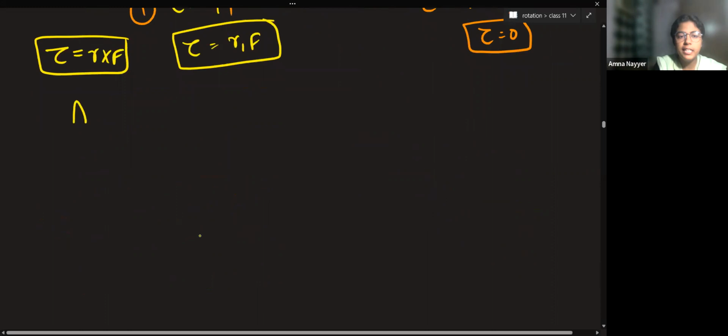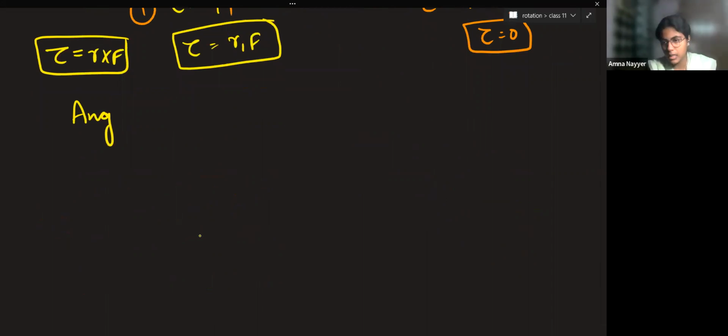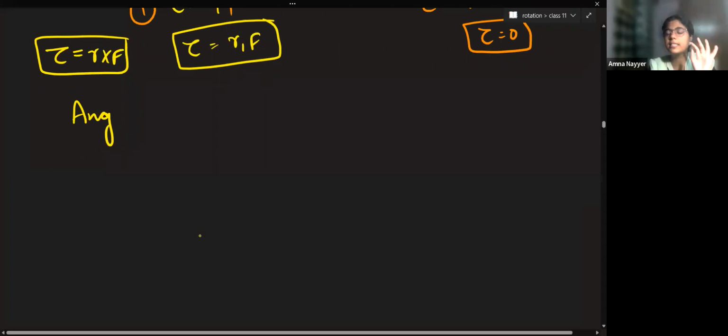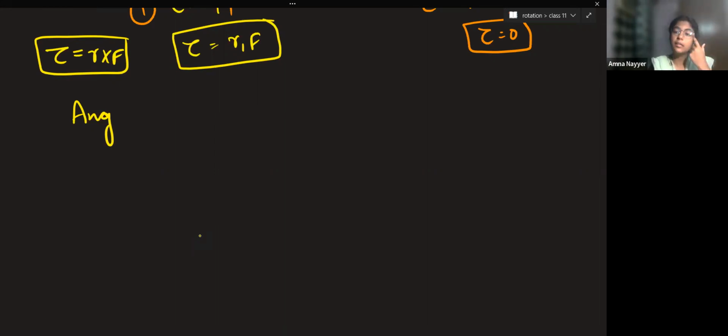Now see, linear momentum we have discussed. As I have said, every topic that you have studied has its rotational analog. Didn't we have the rotational analog of basic displacement? It was angular displacement. Linear velocity became angular velocity. Linear acceleration, angular acceleration, everything has its analog. So if momentum is there, momentum will also have its analog.